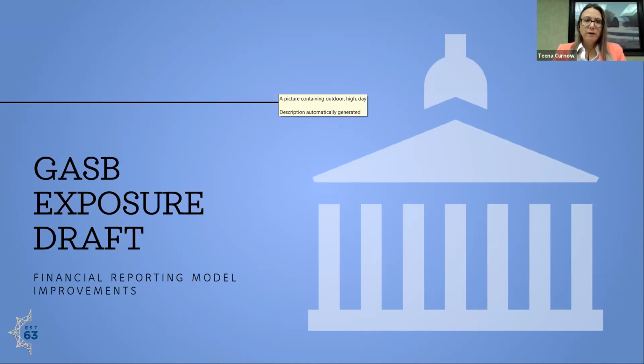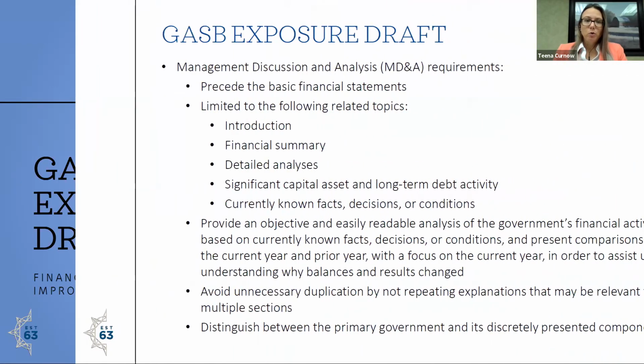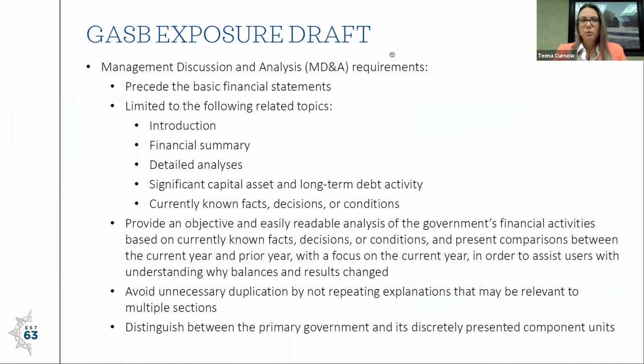So this exposure draft essentially is one of those final steps before the information gets formalized into a standard that will ultimately be implemented. This exposure draft is related to financial reporting model improvements. So basically they're revisiting how government financials are reported and disclosures, and even down to the fact of how activities or transactions are accounted for. So there's a lot that's going into this upcoming standard.